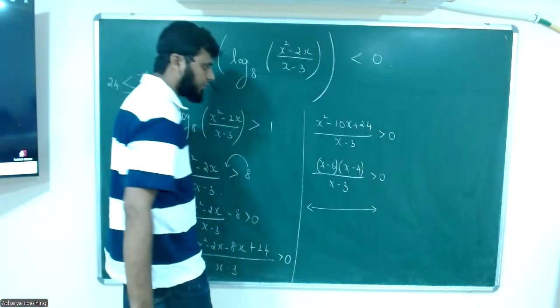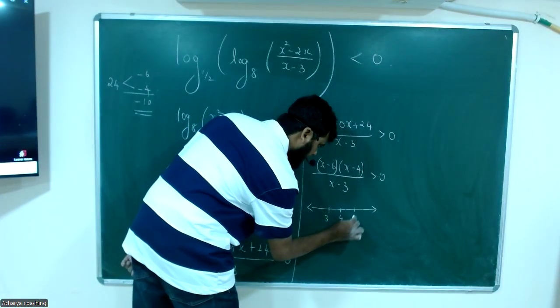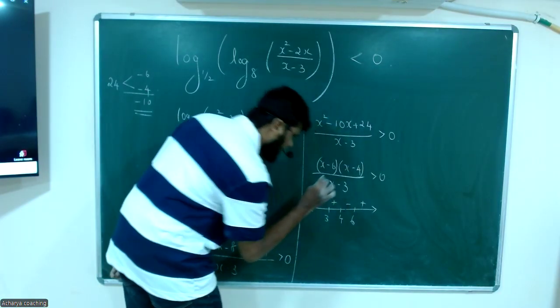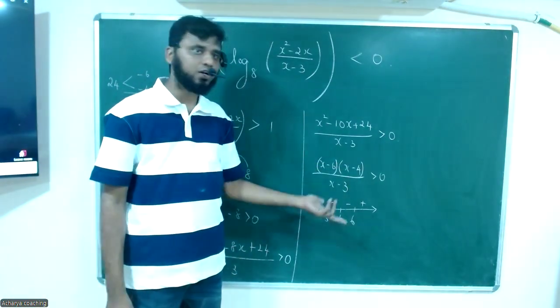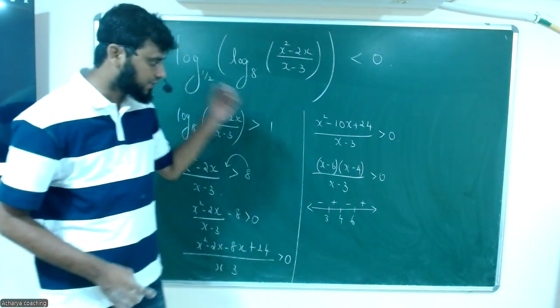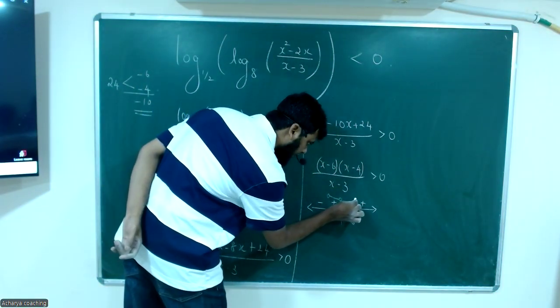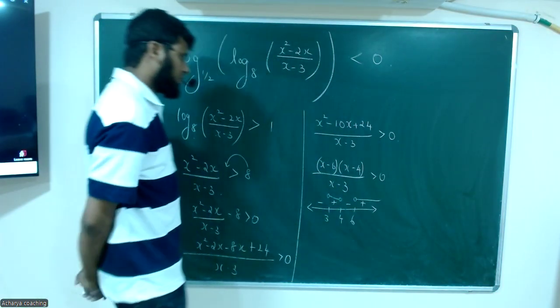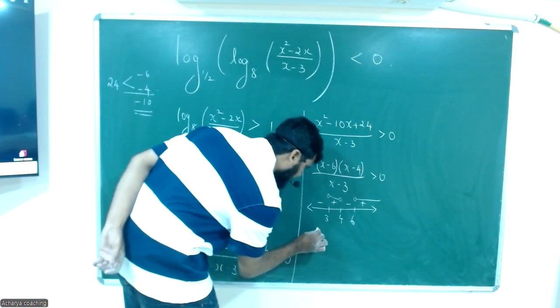What are all the critical points? 3, 4, 6. So 3, 4, 6. Plus, minus, plus, minus. Clear? Direct net power on the odd number. Okay? So nothing is repeating here. So positive means this part, we cannot include any roots. 3 to 4, union, 6 to infinity.